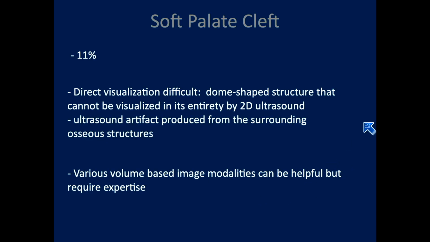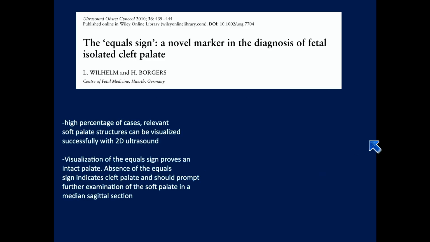Soft palate cleft can be tricky to pick up in a fetus because by definition, those babies have intact lips, hard palate, and alveolar ridge. And because it's not a flat structure, it's a dome-shaped structure surrounded by bone that creates artifact, it can be really hard to look at a soft palate discretely. There's a lot of volume-based imaging modalities you can use, but not only does that presume you have a really high ability to use 3D, 4D, it has some limits to acquisition.